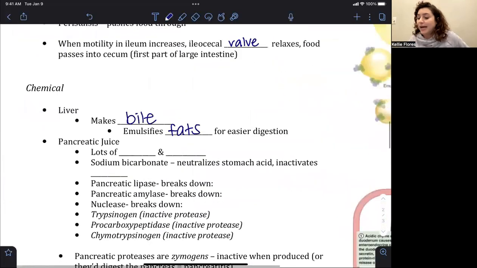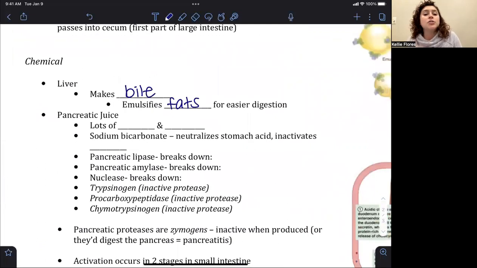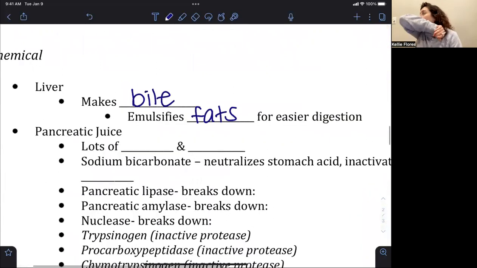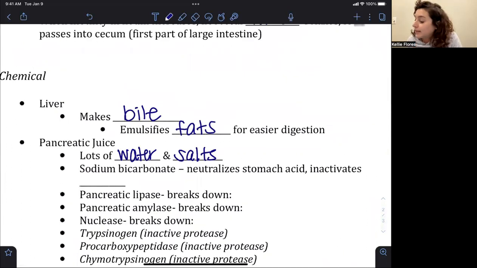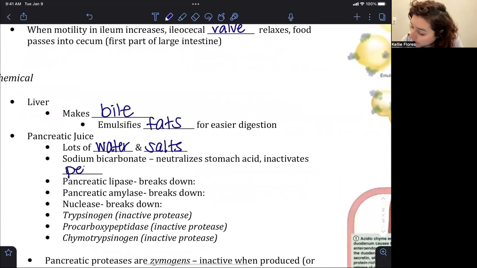Other chemical digestion happening is pancreatic juice. So we spoke about pancreatic juice flowing into that special intersection, like I just said. So pancreatic juice, what does it have? It has lots of water and salts. So that helps with breakdown. It has sodium bicarbonate that helps neutralize your stomach acid, and it inactivates pepsin. So we can no longer break down protein at this time based on pancreatic juice.